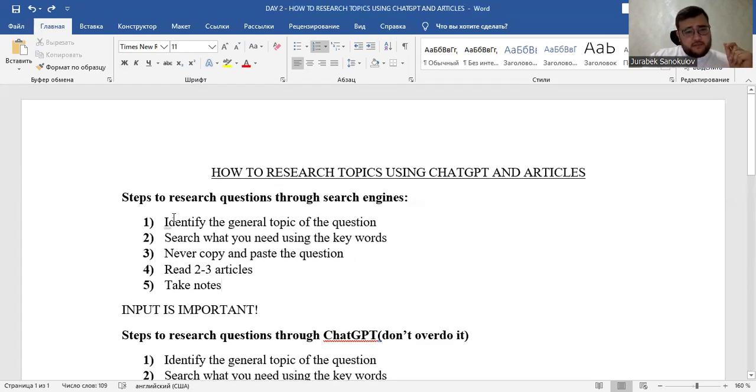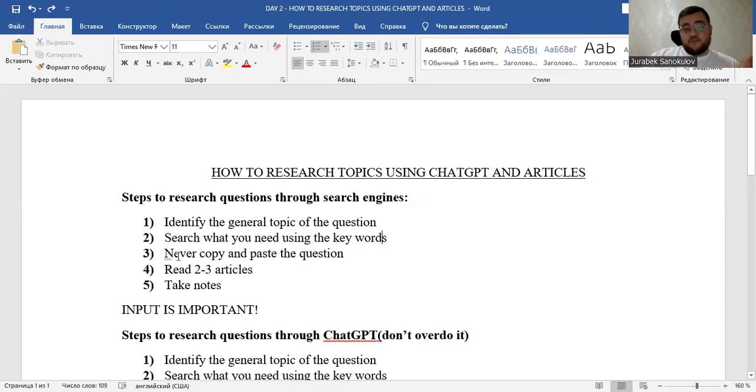Firstly, let's look at these steps. First thing you should do whenever you're researching your topic using articles, you should identify the general topic of the question. So you will be given the rubric, and you will look at the rubric, look at the question, and you should try to identify the general topic. I will just show you how to do that. And then you should search what you need using the keywords. And I will also explain what that means.